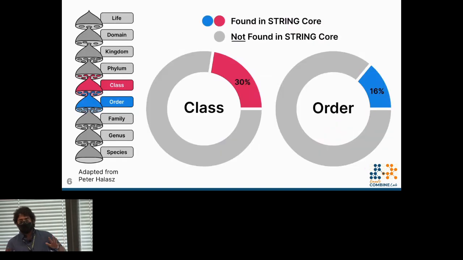This is a dangerous audience to start mentioning facts about STRING. But the STRING database is a comprehensive database of protein-protein interactions. If you look really closely, you'll find that at the class rank and at the order rank, taxa are really not well represented. It's not a uniform distribution by any means. Only 30% of taxa at the class rank are represented, and only 16% at the order rank. So we have a lot of PPIs for some organisms, and a lot of organisms with little to no PPI data.